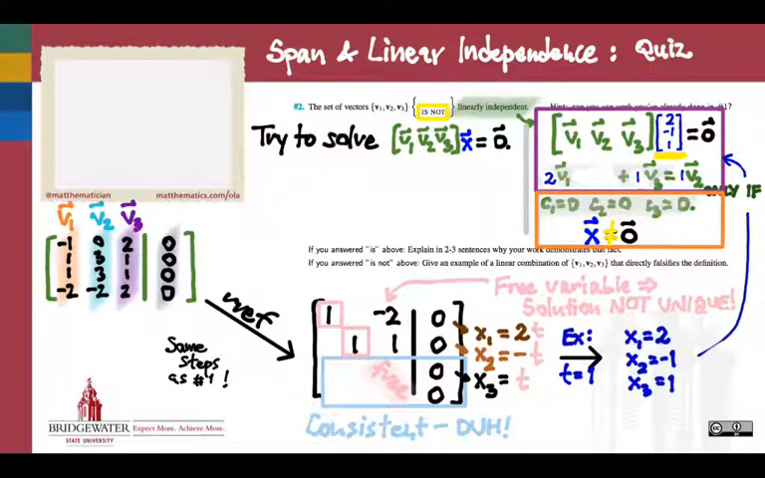And so this set of three vectors was not linearly independent because its homogeneous equation had a free variable in it, the solution to that homogeneous equation was not unique, and therefore there exists a non-trivial linear combination of those three vectors, the columns of my matrix, which gave me the 0 vector.